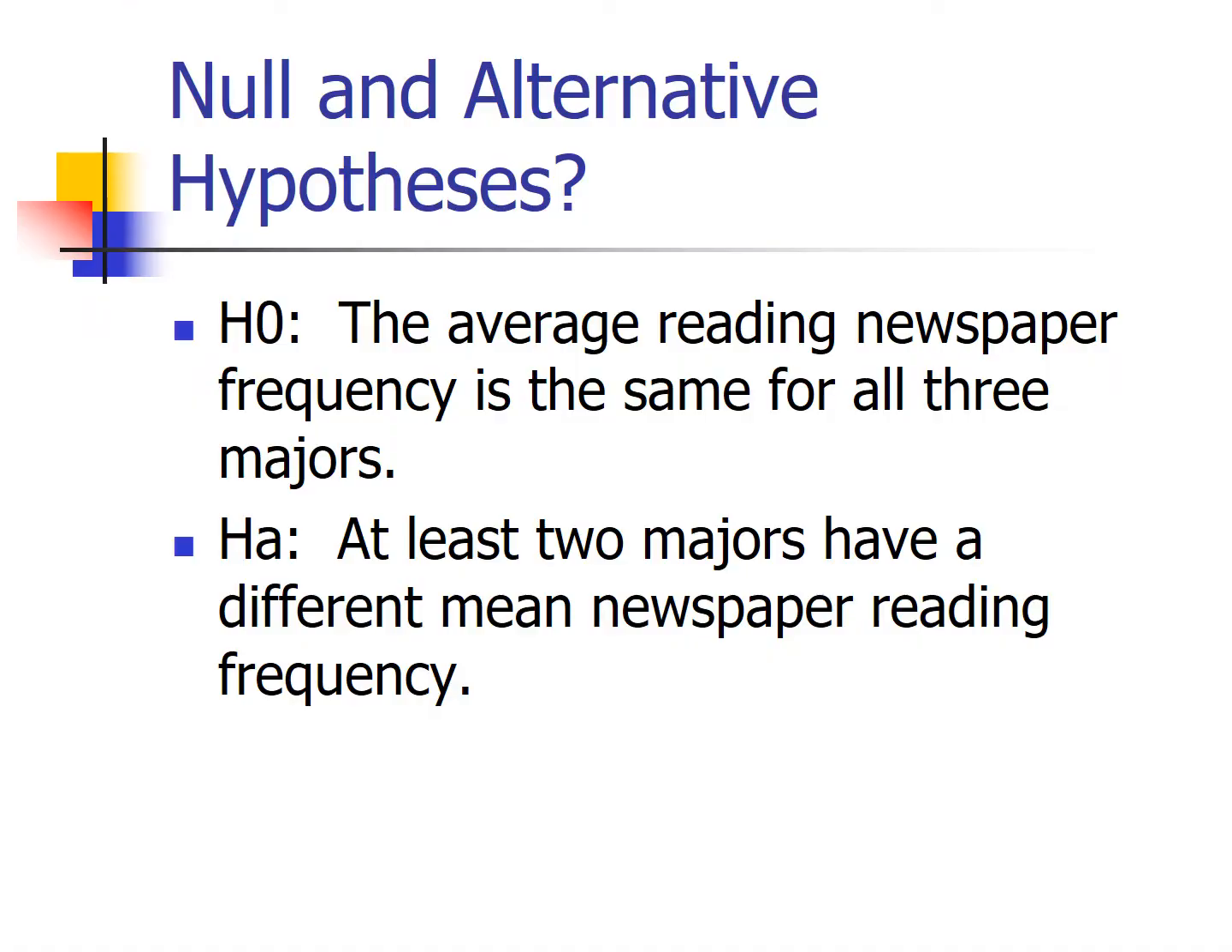All right, so this is just a few slides, again, just putting into writing, committing ourselves to what we had already observed in the output slide. So our null and alternative hypotheses look like this. The average reading newspaper frequency is the same for all 3 majors. The alternative is that at least 2 majors have a different mean newspaper reading frequency.